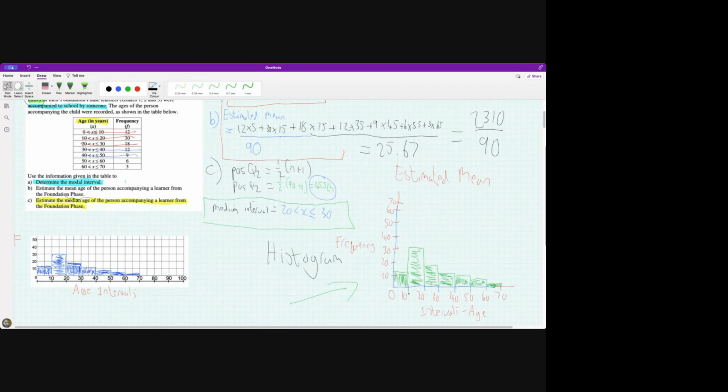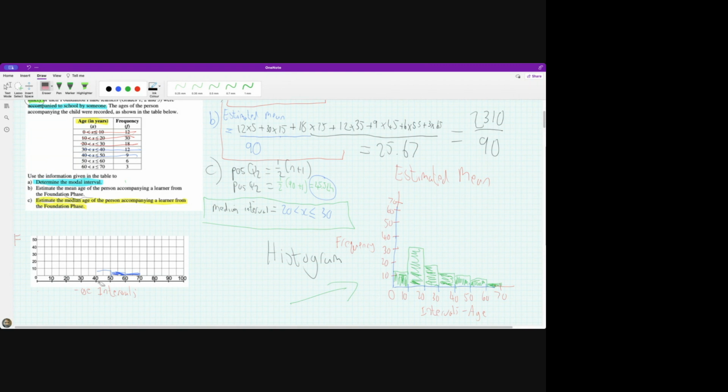All right. Give me a score out of 10 for how well you think you understand what a histogram is.